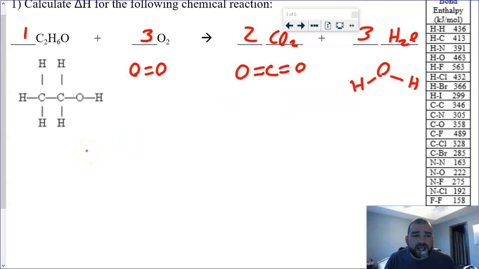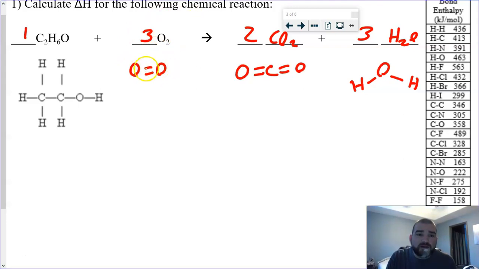On the reactant side, I want to add up all of these bonds in both of the molecules and get the total amount of energy required to break them all. So the first molecule, there's a lot going on, right? I have carbon-hydrogen bonds, 1, 2, 3, 4, 5 of those. I have a carbon-carbon bond, just 1. I have a carbon-oxygen bond, just 1. And I have an oxygen-hydrogen bond, just 1. But I need to account for every single one of them in order to get the math right here.